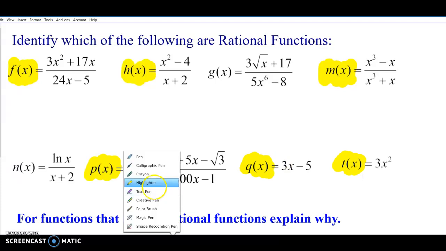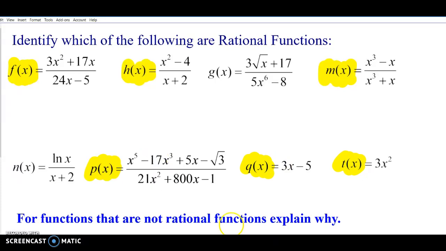So you might be wondering, first of all, why are q of x and t of x rationals? It's just a polynomial. Well, technically, these are both over 1, and 1 itself is a polynomial. So these two work. You might be wondering, how come p of x is a rational? You've got the square root in here. But it's the square root of a number, not the square root of x. So this is just a number. This works.